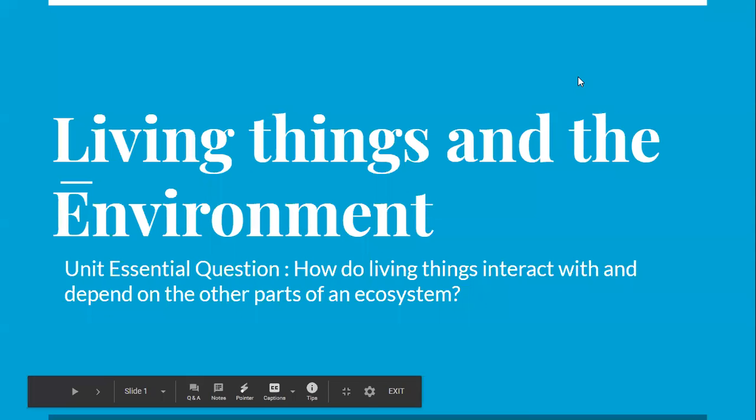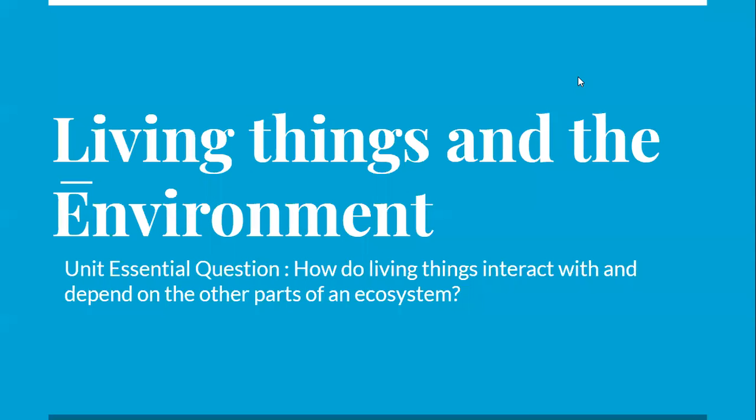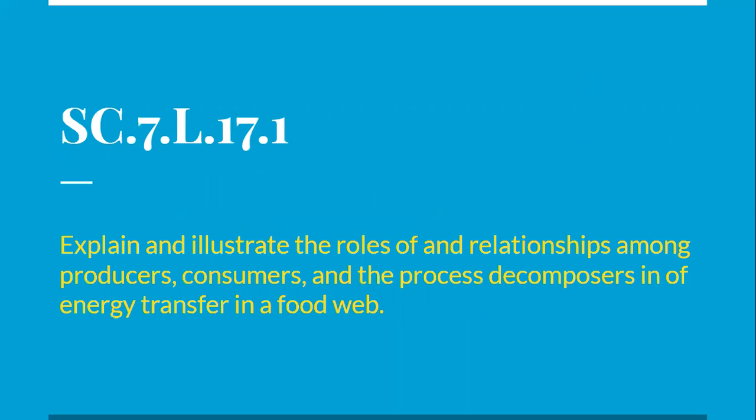Hello, good morning. So we're going to start a brand new unit, living things and the environment. The essential question that we would have to answer throughout the unit is how do living things interact with and depend on each other, on other parts of the ecosystem and each other, of course. So this would be the standard that we would be covering. Make sure you are going into CPOMs, looking at the lesson. It's very important. They have very, very good notes also.